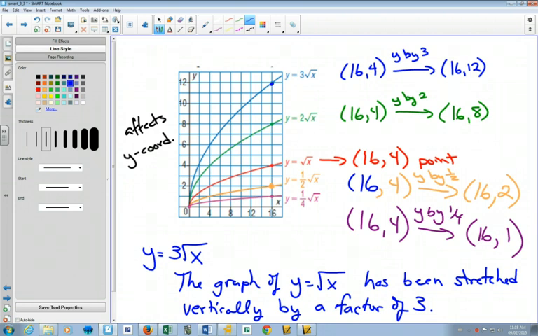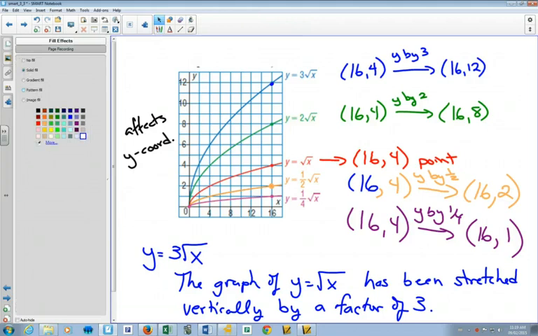The grade 12 course is big on explaining. They have a big portion of your exam that says explain, and you have to use words, and you have to write sentences, and you have to justify it. So this would be explain the transformation that takes place. You would say the graph of y equals square root of x has been stretched vertically by a factor of 3. So there's our first set.